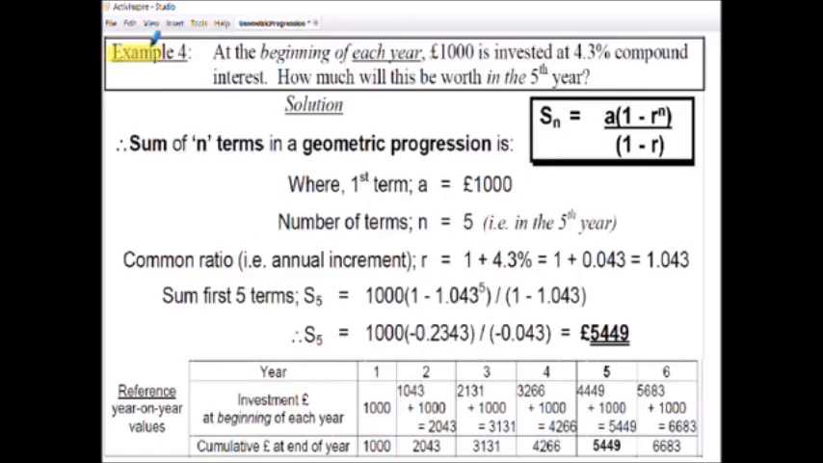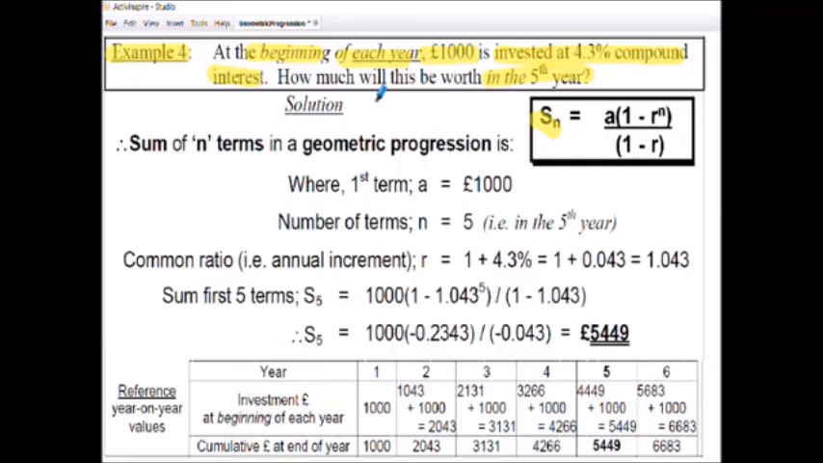Example 4 here is another summation problem. We're told at the beginning of each year £1,000 is to be invested. The compound interest rate is 4.3%. We've got to find how much this will be worth in the 5th year. So this is an Sn problem here because we're actually putting £1,000 into the investment every year. We start with £1,000, that includes interest for the first year, and the next year we add another £1,000 to this on top of the accrued interest of the £1,000, and so it goes on.